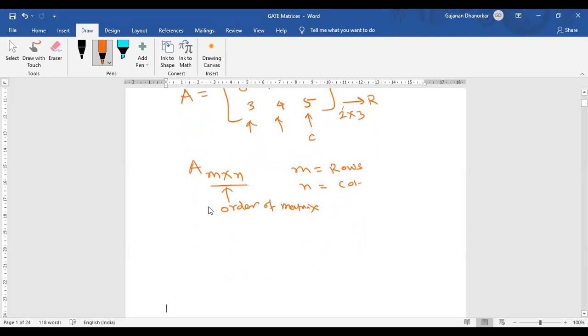Now, suppose A1 is my matrix, with elements 1, 2, 3. Then this matrix is called a row matrix. Then I take A2 matrix as 1, 2, 3 written vertically. This is called a column matrix.